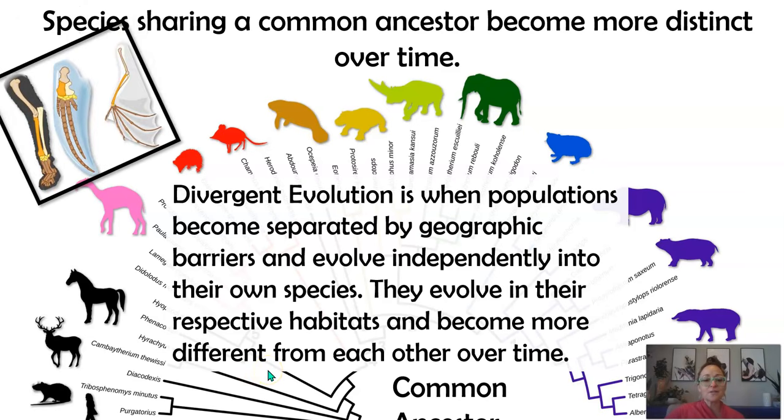And so when we look at evidence for this, this would be homologous structures that I talked about in my 7.6 evidence for evolution video. You could also use DNA sequences to compare, or embryology.